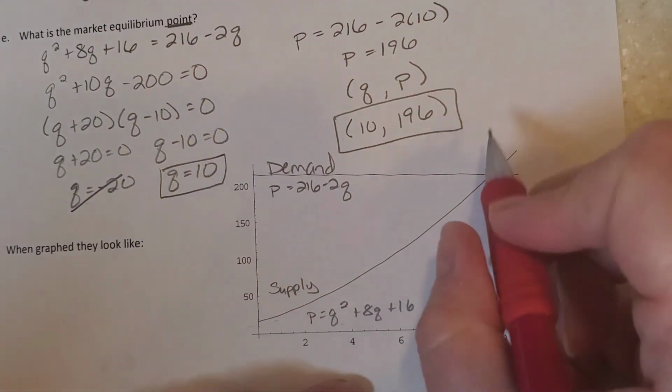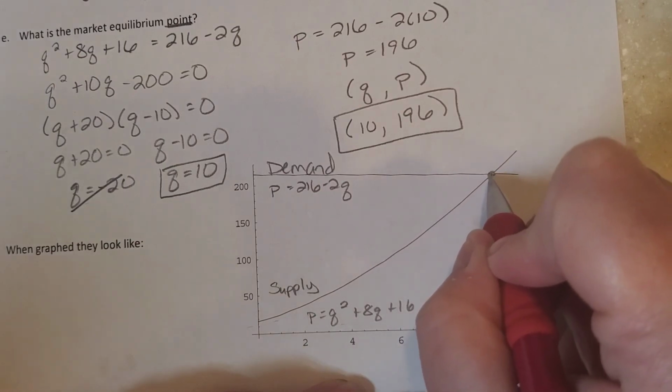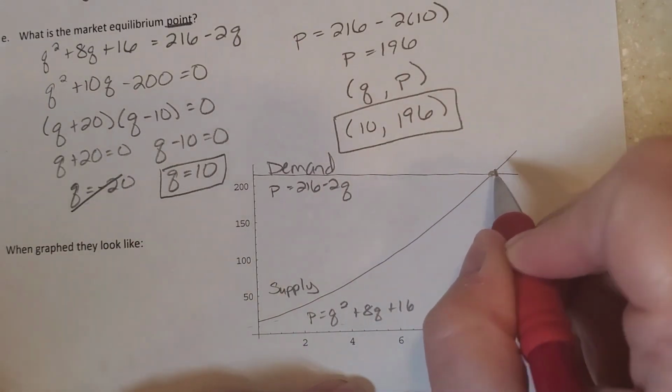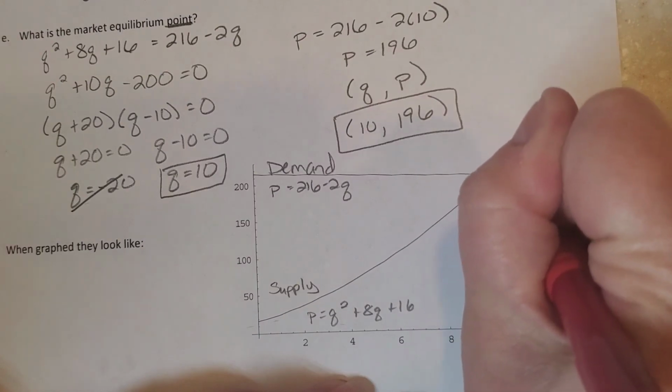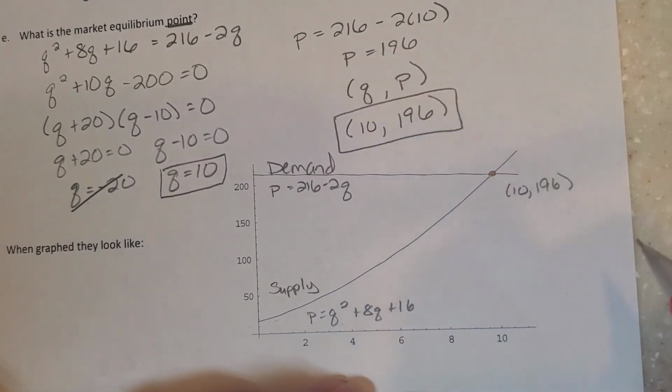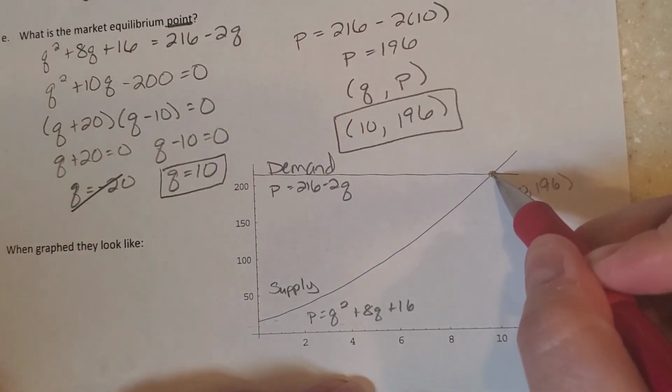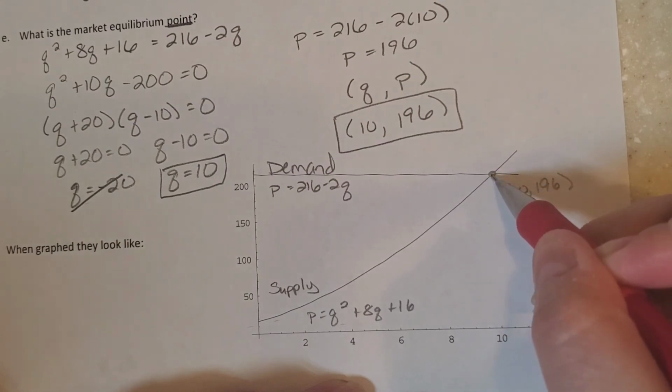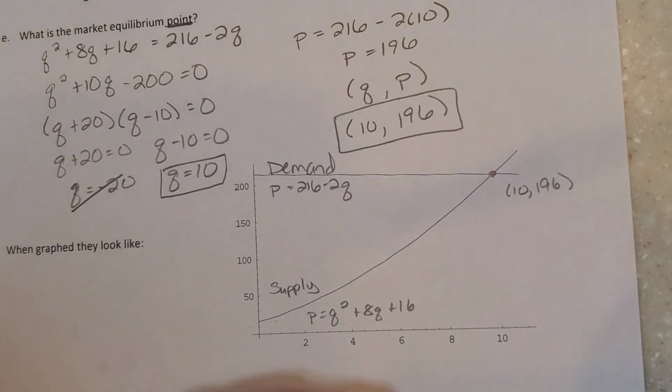And so notice the point here where they intersect. This is our market equilibrium point. This is the point (10, 196). It's where we have the same price at the same quantity on both curves. All right, that concludes section 4.2.